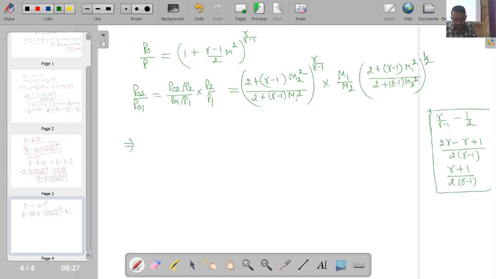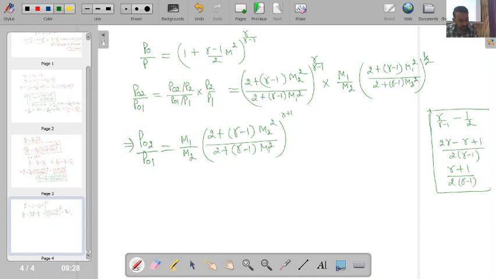So this is my power. So now from here I can say that P naught 2 by P naught 1 is equal to M1 by M2 times 2 plus gamma minus 1 M2 square divided by 2 plus gamma minus 1 M1 square, and whole power is gamma plus 1 by 2 times gamma minus 1. Okay. Is this point clear?